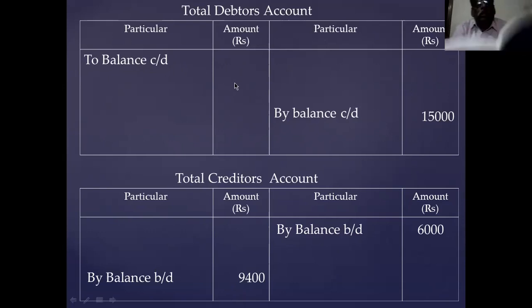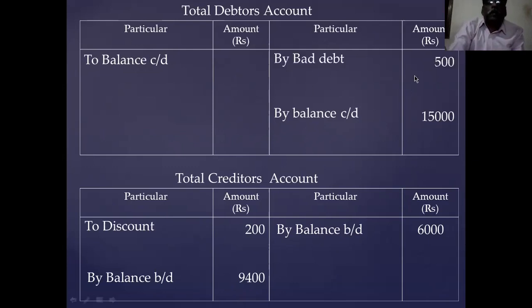Next, I will enter the transactions related with debtor and creditor one by one. First item is discount earned. Discount earned, creditor account, debit side, to discount 200. Next is bad debt. Bad debt, debtors account, credit side, by bad debt 500. Next is cash received from debtors. Cash received from debtors, debtors account, credit side by cash, 20,300.